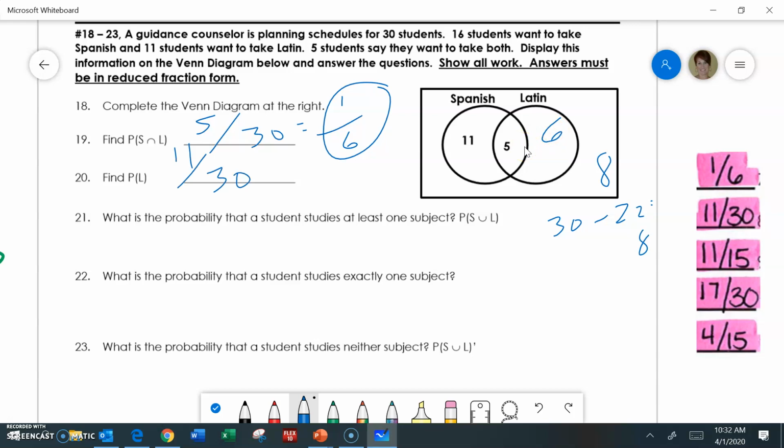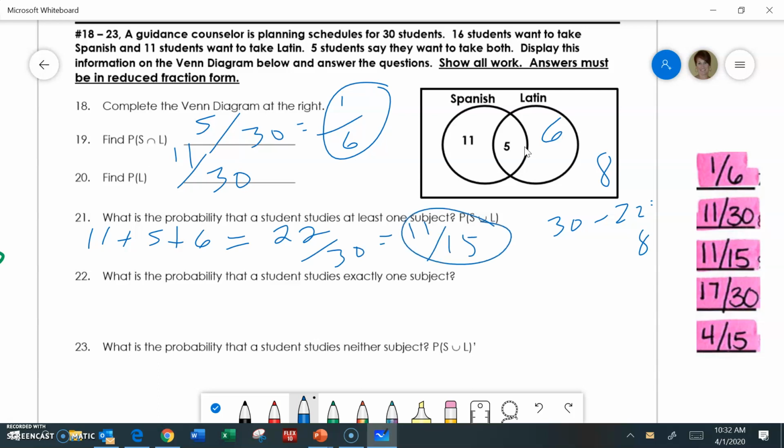Number 21, the probability that they take at least one. So if they're taking at least one, that means the 11 that are taking Spanish only, the 5 that are both, and then the 6 that are taking Latin only. So when you add that up, that's the 22 out of 30, which reduces to 11/15.